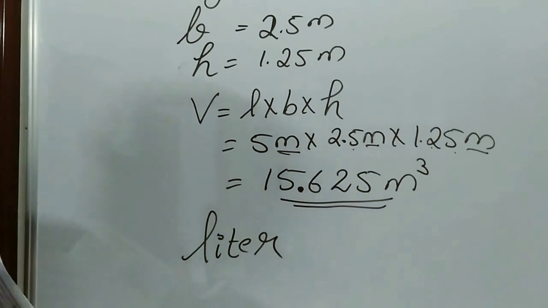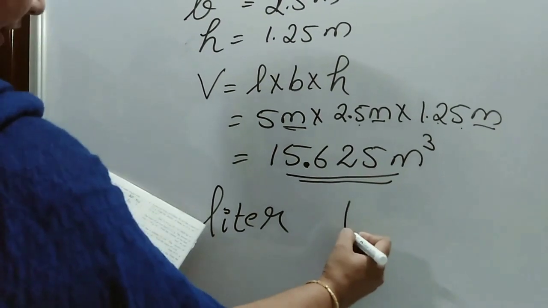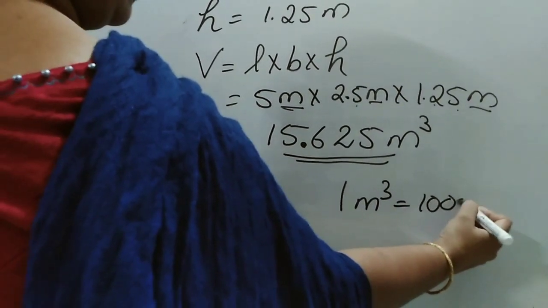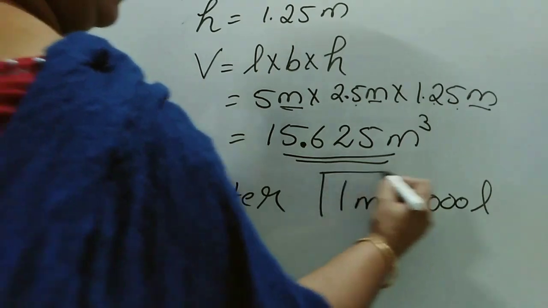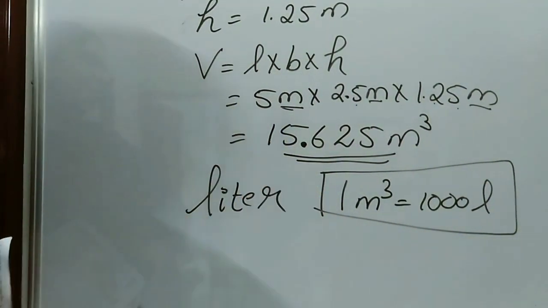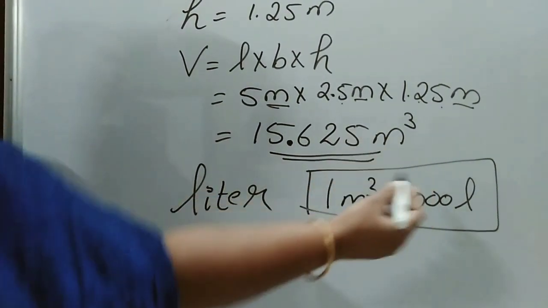Now in the same question you are asked to calculate the answer in liters. We have the relation connecting meter cube and liter. That is, 1 meter cube is 1000 liter. So this is a relation connecting the SI unit of volume and liter. You need to learn it by heart, you have to study this relation. So 1 meter cube is 1000 liter.